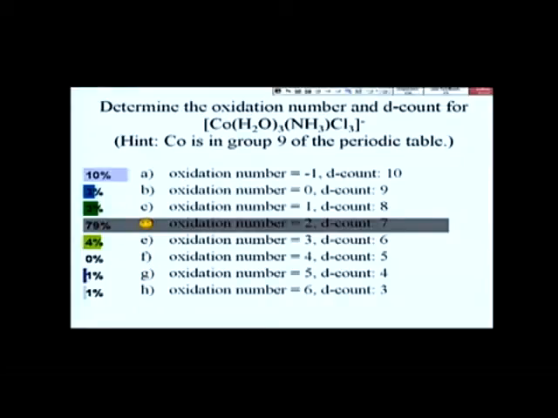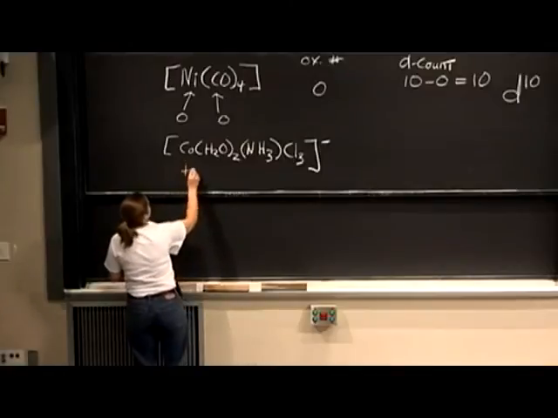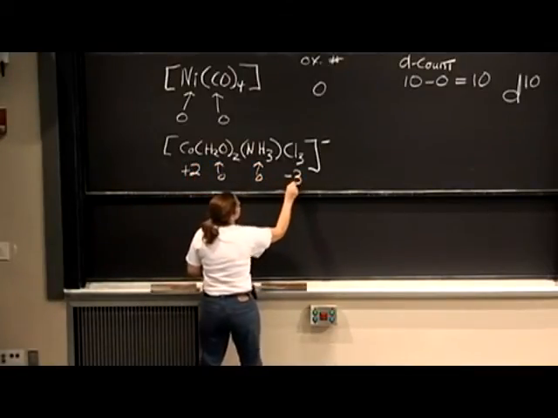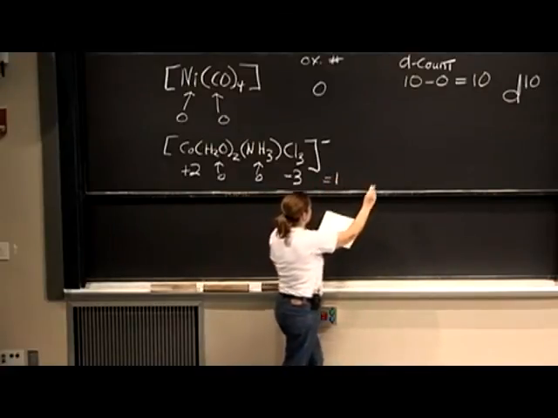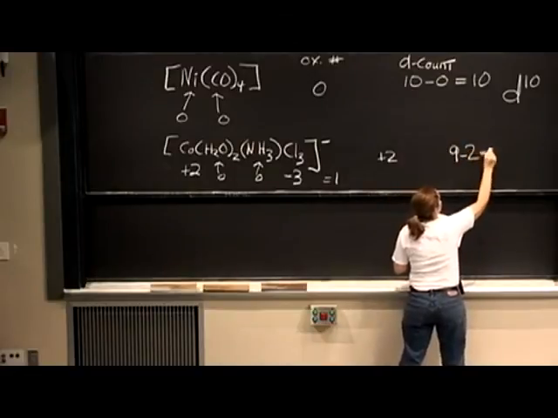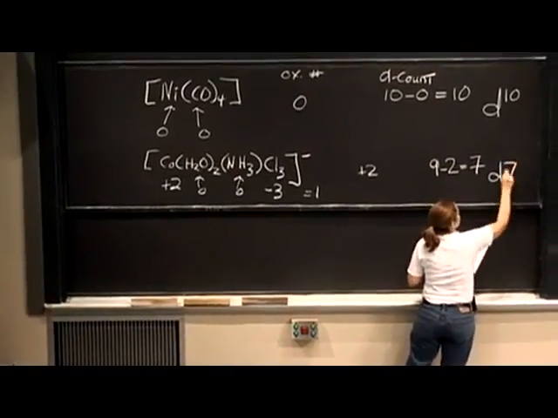So that's right, we should have a charge of +2 here. This is 0, 0, -3, overall -1. So we have a +2 state. We have 9 minus 2, which is 7, and it's a d7 system.